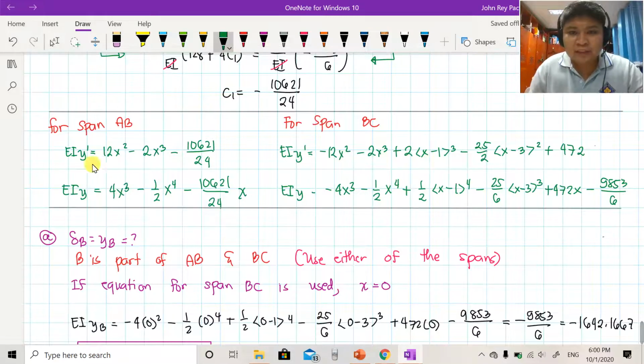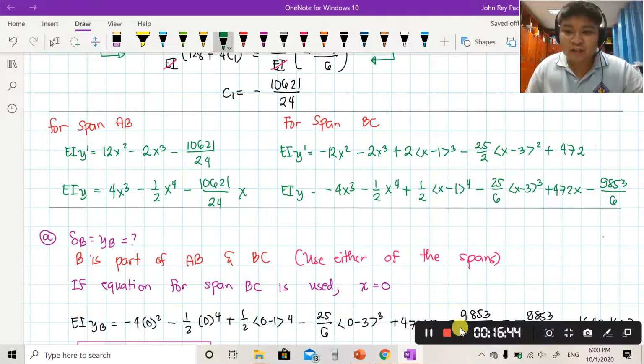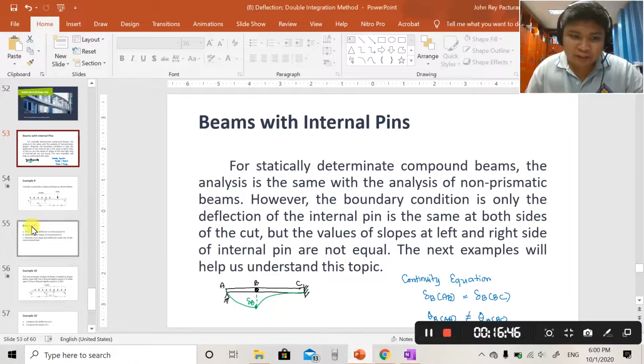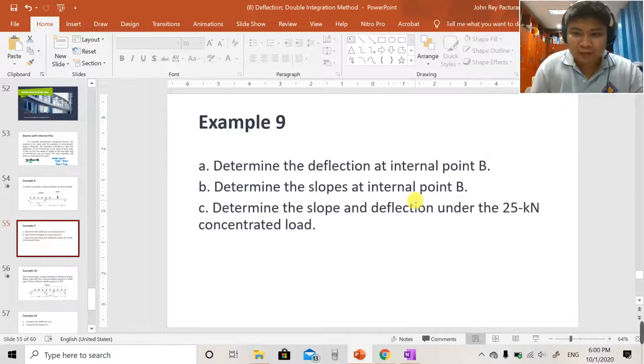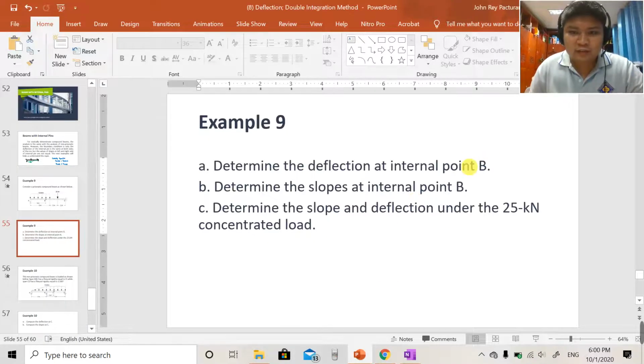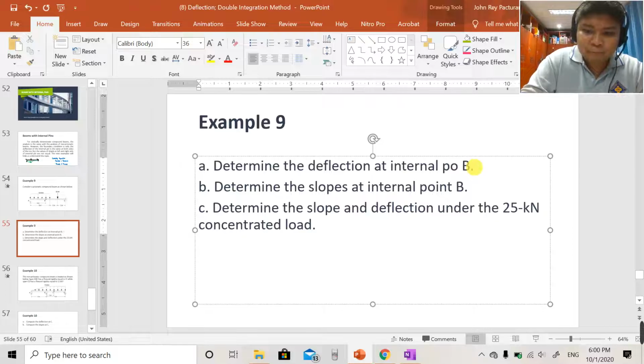Okay? So, kapag na-establish na natin class yung equations, alam niyo na yung next step, balikan na natin yung problem. Question A: determine the deflection at internal pin. So, paki-correction ulit, this must be internal pin.